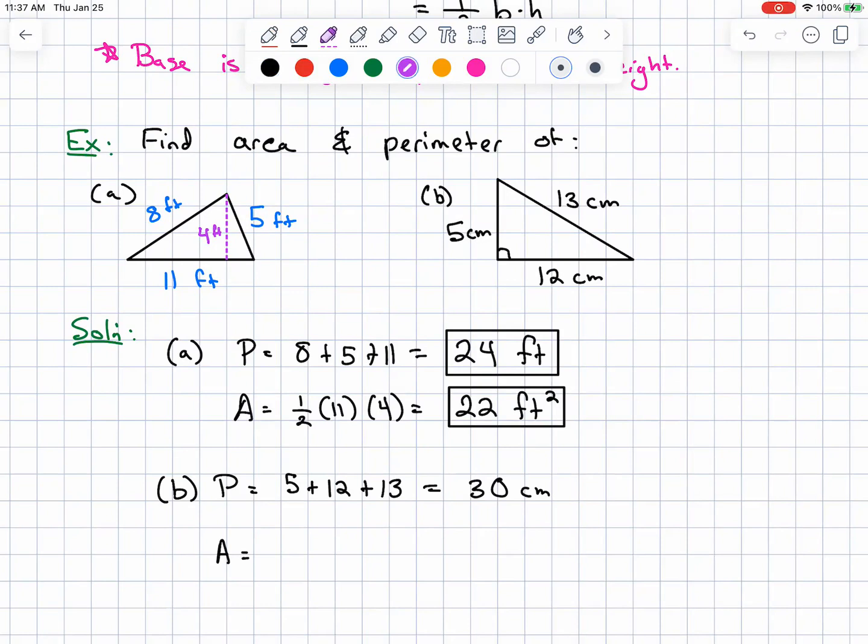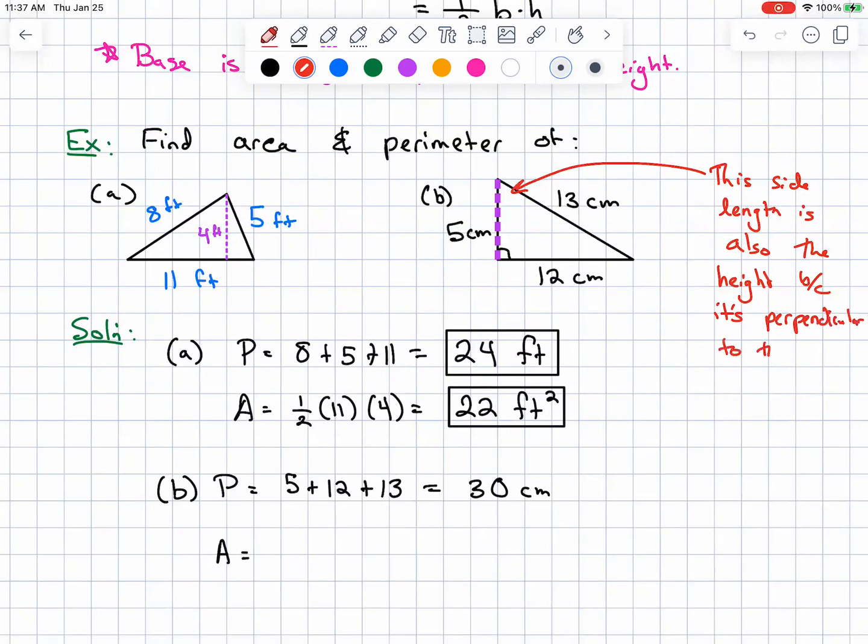So I'm going to write that down here. This side length is also the height because it's perpendicular to the base. Right triangles are the only ones where that happens, because they're the only ones that have a right angle, allowing you to have, yes.